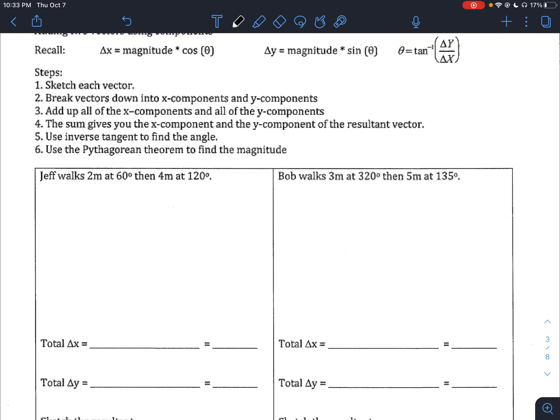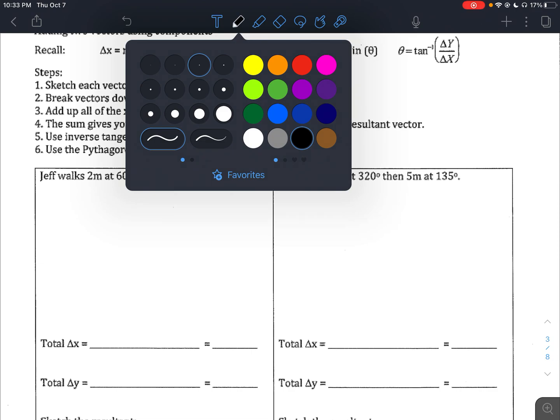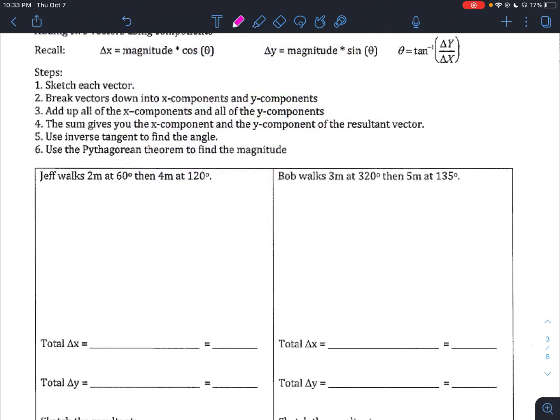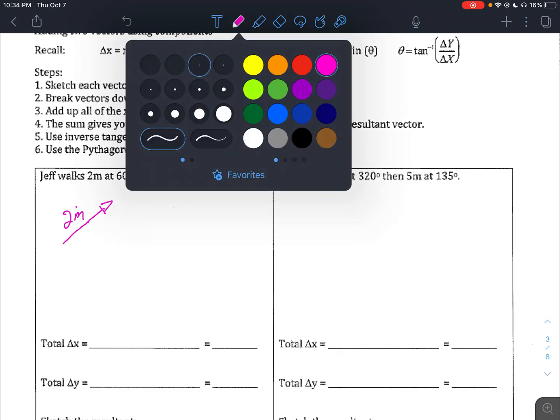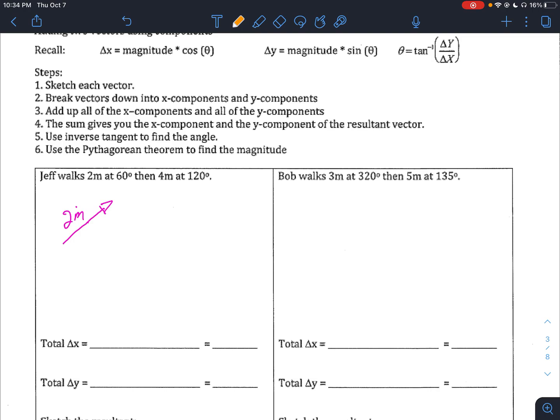So let's sketch this out first, sorry. So we're going to have Jeff walk 2 meters at 60 degrees, so maybe something like this. And do not write this, so stop drawing. Some people would say, all right, well, he walks 2 meters at 60, and then he's going to go 4 at 120, so that's kind of the other way. Right? That does not make a right triangle. You may have learned some things to do in pre-calc.